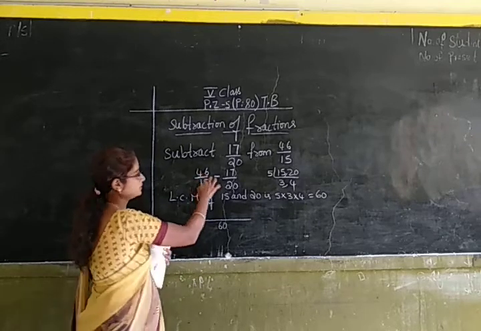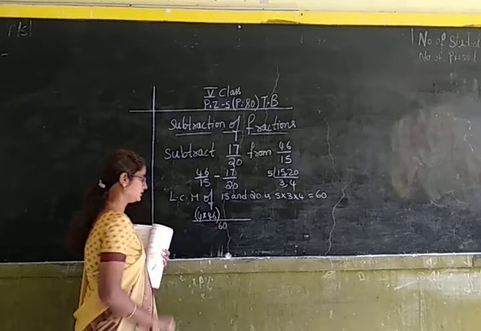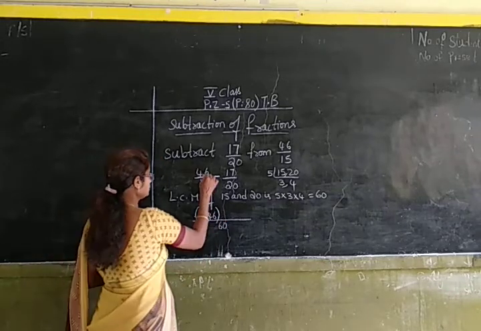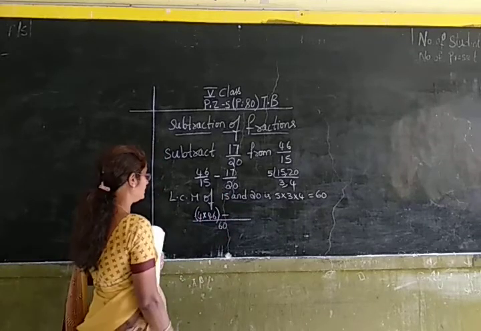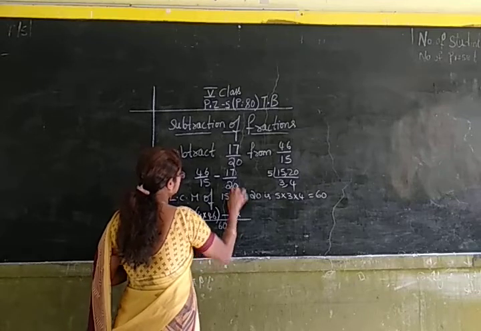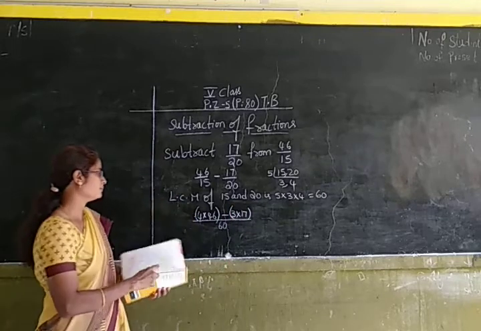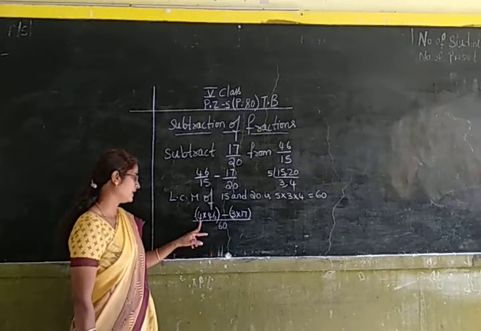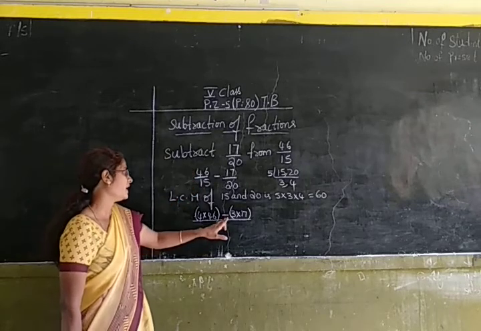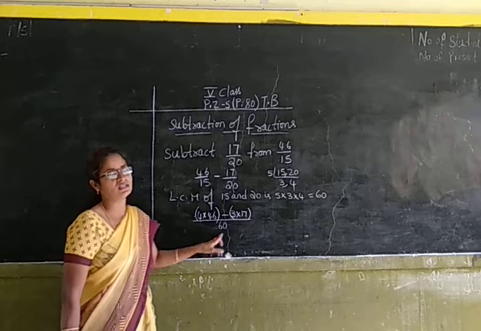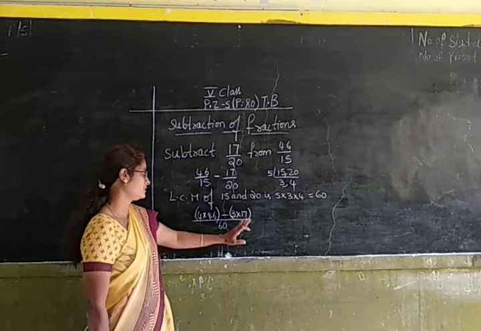So 4 into the numerator, which is 46, minus. 20 goes in 60 how many times? 3 times. So 3 into the numerator, which is 17. Did you understand children?